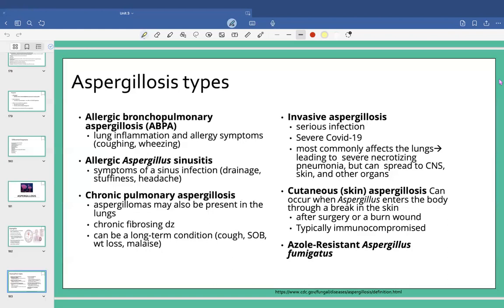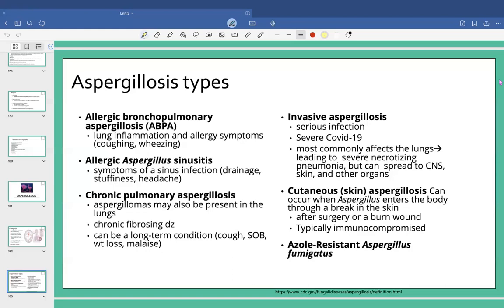Chronic pulmonary aspergillosis is the next type. Aspergillomas may also present in the lungs, which we're going to show in the next slide. It's like a fungal ball. These patients usually have pre-existing lung damage. Their symptoms can be long-term, lasting 3 or more months. It can cause a chronic fibrosing disease. It can present with cough, shortness of breath, weight loss, and malaise.